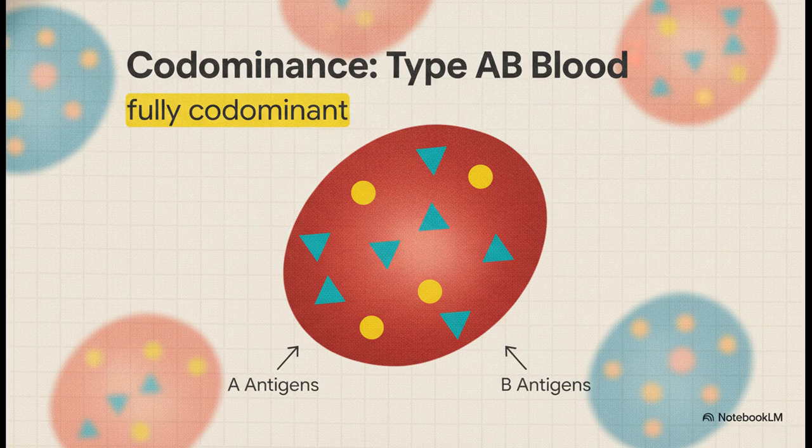So the absolutely crucial point here is that human ABO blood types actually exhibit 2 of our non-Mendelian concepts at the exact same time. It's wild. They show both multiple allelism and codominance. Think about it. If you inherit the IA allele from one parent and the IB allele from the other, your genotype is IA-IB, which gives you type AB blood. Neither A nor B is dominating the other. Instead, they're completely codominant, meaning a person with type AB blood fully expresses both A and B antigens on the surface of their red blood cells, all at once.